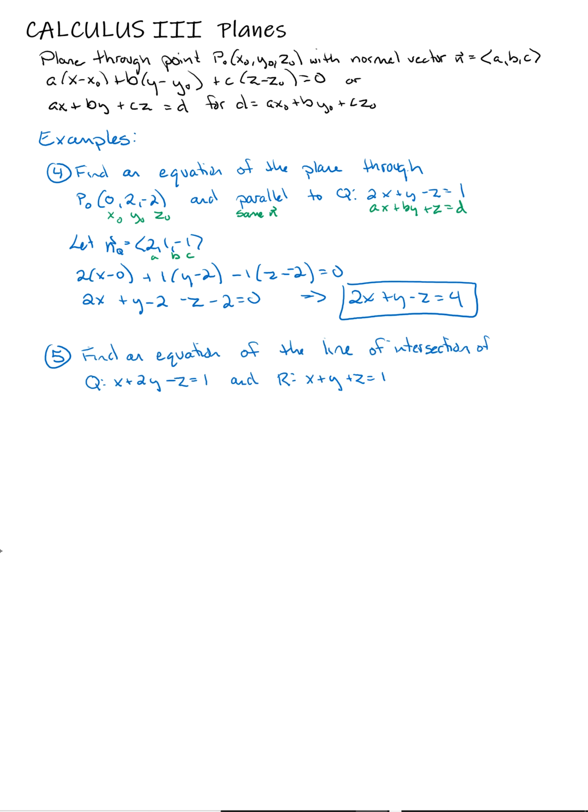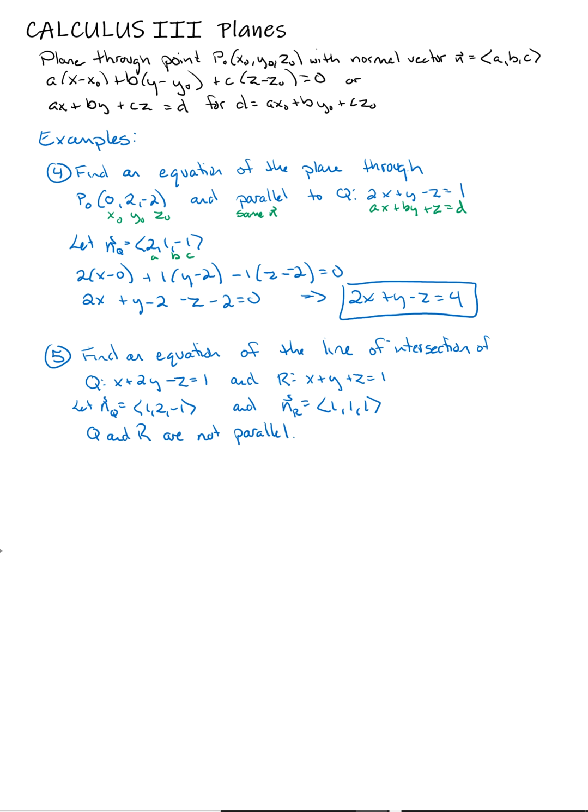First off, let's jot down our normal vectors. The normal vector for Q is (1, 2, -1). And for R, we get (1, 1, 1). Now, I notice that one is not a scalar multiple of the other. So that tells us Q and R are not parallel. That's important because if they were parallel, then they wouldn't have a point of intersection. But they're not parallel, so they must intersect somewhere.